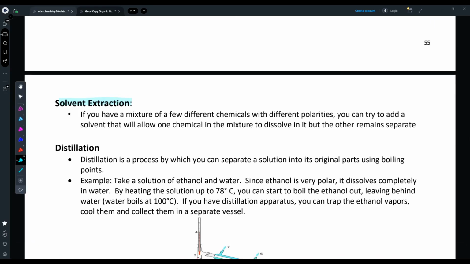Okay, with distillation, you're separating compounds based off of their boiling points. So you should know the general idea behind each of these here.